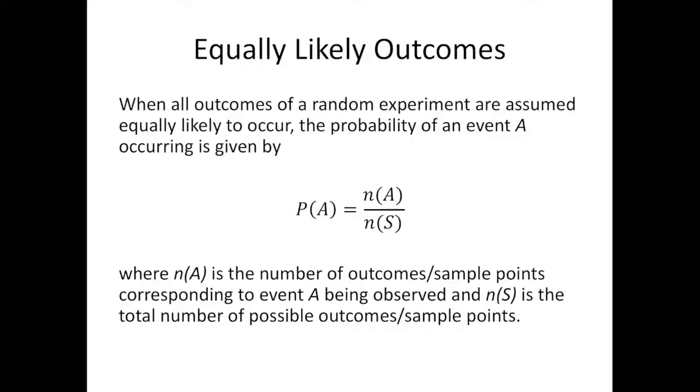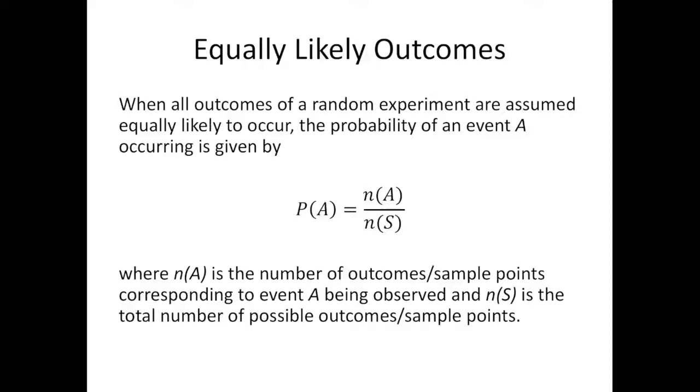Now, this is a formula everyone should have down. The probability of event A is equal to, now in the numerator it says n of A. Well, that's just shorthand for the number of outcomes or sample points corresponding to event A being observed. And in the denominator, n of S, that's the total number of possible outcomes or sample points. In other words, when I assume equally likely outcomes, assigning probabilities comes down to counting sample points, counting the sample points in that event, counting the total number of sample points in the entire sample space.